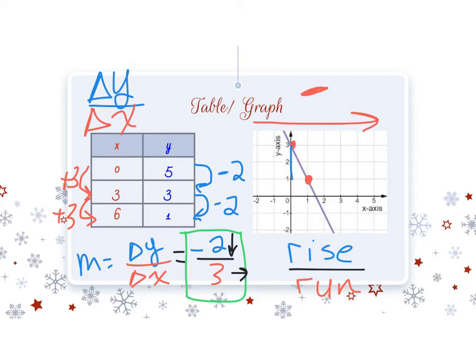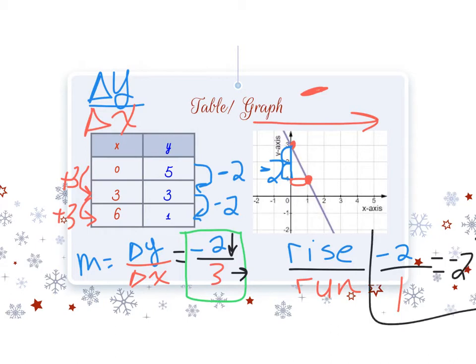And make sure that you look at the units. So we're going 1, 2, that's -2 here. And our run, we have to run to the right. You're always running to the right to find your slope. That unit is just 1, so we put a 1 right there. -2 over 1, you might see the answer as just -2. These both mean the same thing.